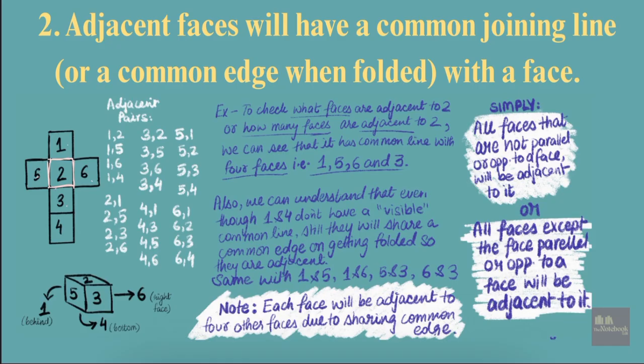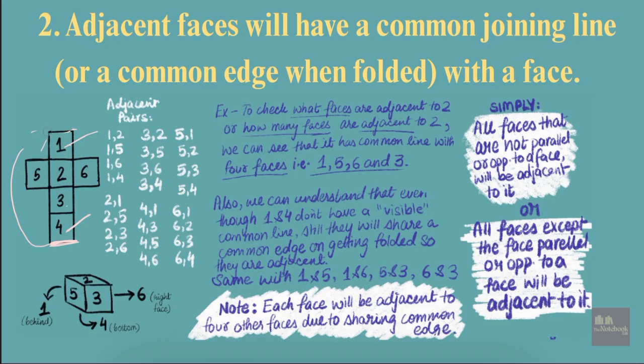Also we can understand that 1 and 4 do not have a visible line that's connecting them together. But when you fold this cube, this edge and this edge will meet, so it will become a common edge. Hence 1 and 4 will also be adjacent to each other.